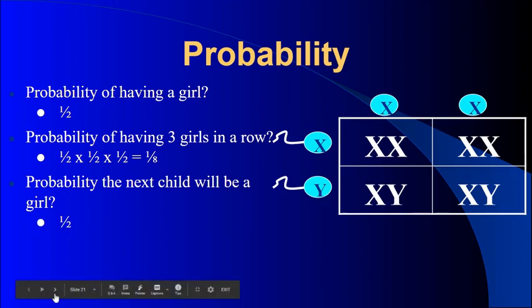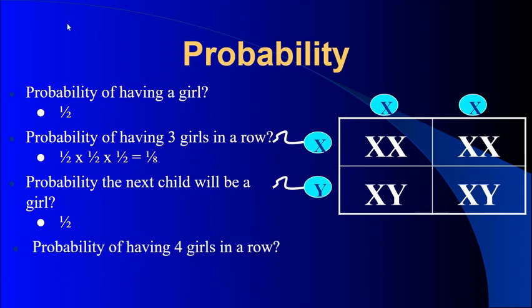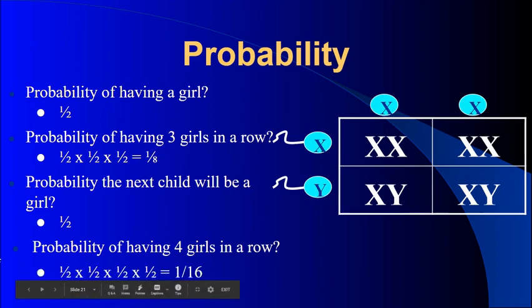Now, if we ask the question, what is the probability of having 4 girls in a row? Then we would do the multiplication again. We would have to take 1/2 times 1/2 times 1/2 times 1/2. 1 times 1 times 1 times 1 is 1. 2 times 2 times 2 times 2 is 16.